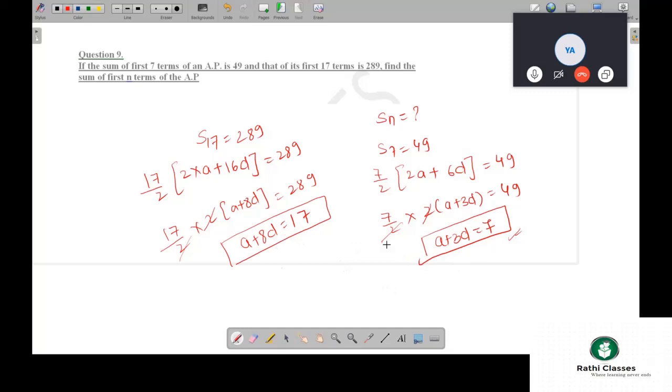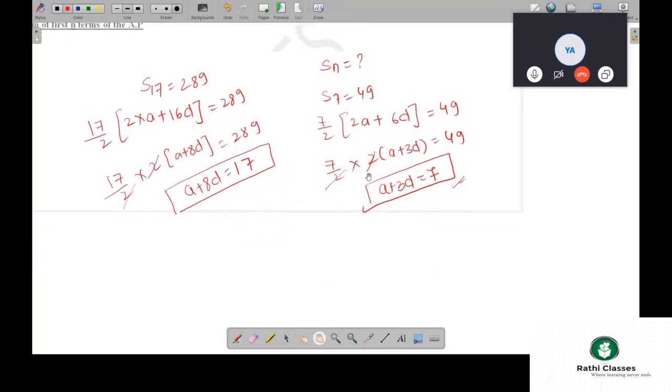So this is equation 2. In order to solve these two equations, how will I be solving? I can use any of the linear equation methods. As you can see, a and d, so I will be using elimination. a plus 8d equals 17, a plus 3d is equal to 7. If I subtract, a cancels and 5d is 10, which implies d is 2. If d is 2, you can apply the value either here or here, and you will get a as 1. 7 minus 6, so a is 1.